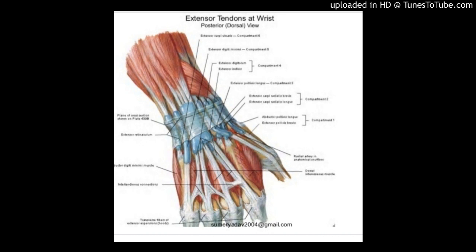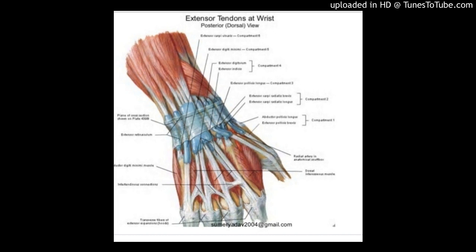Compartment number 3 is extensor pollicis longus and is commonly disrupted in non-displaced Colles' fractures which are treated non-operatively. Compartment 4 is extensor indicis proprius and extensor digitorum communis. Fourth compartment is also the approach for the dorsal wrist approach for arthrodesis of the wrist joint.